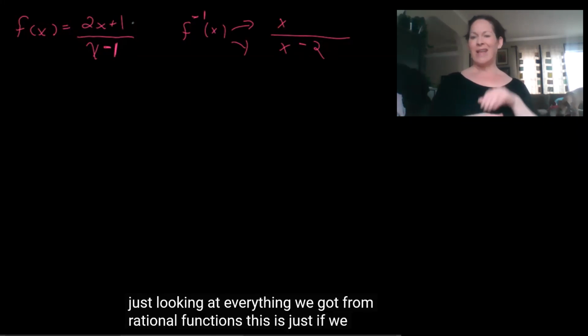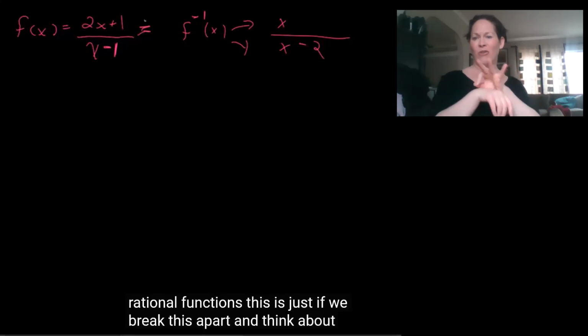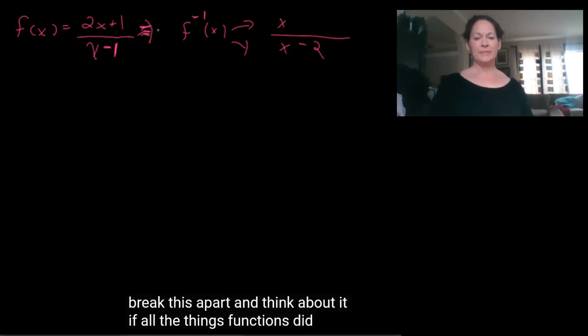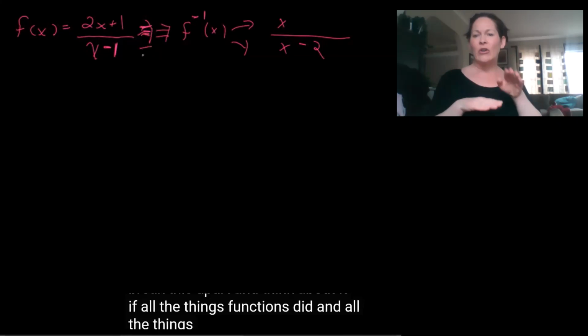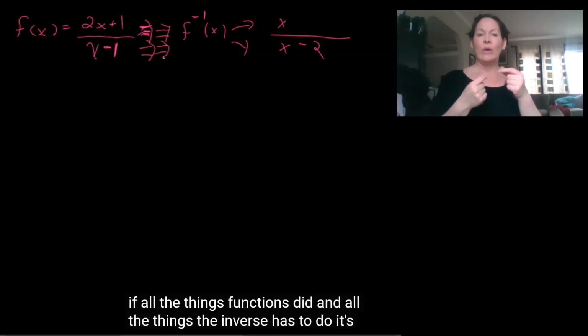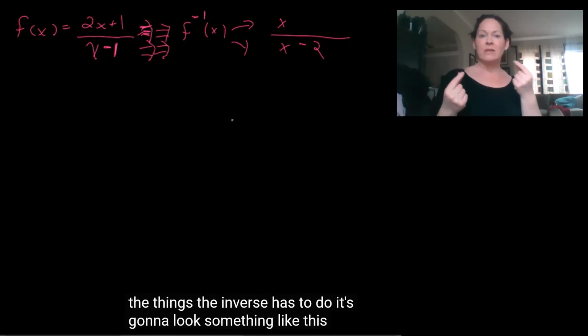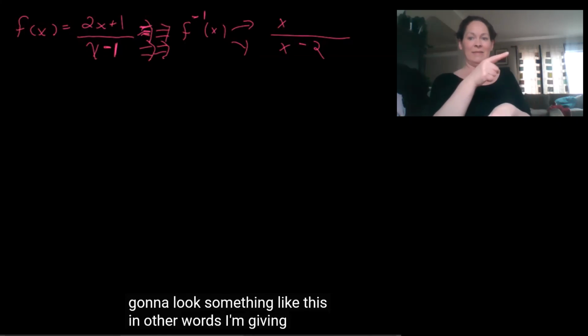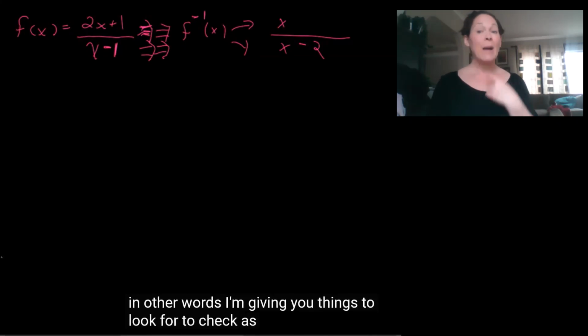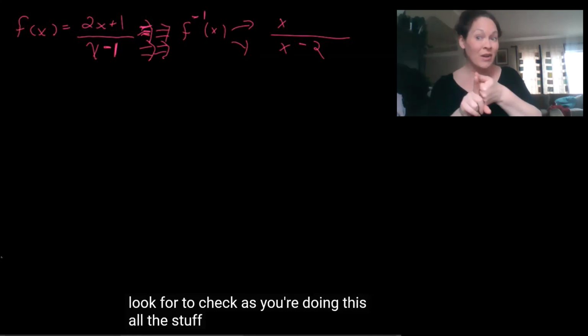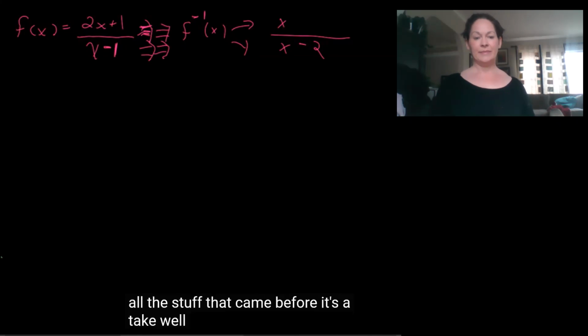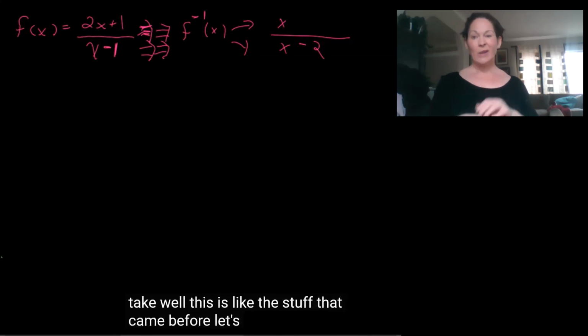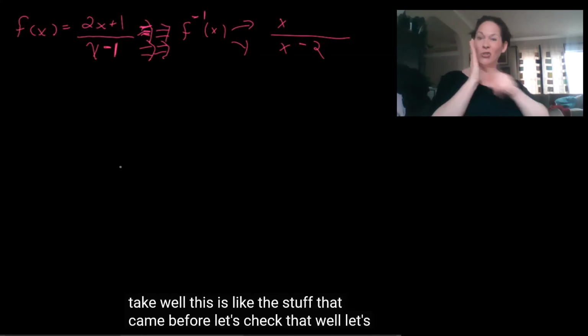Right? That's just looking at everything we got from rational functions. If we break this apart and think about it, of all the things functions did and all the things the inverse has to do, it's going to look something like this. In other words, I'm giving you things to look for, to check as you're doing this. All the stuff that came before said, hey, this is like the stuff that came before. Let's check that. Well, let's do the work.